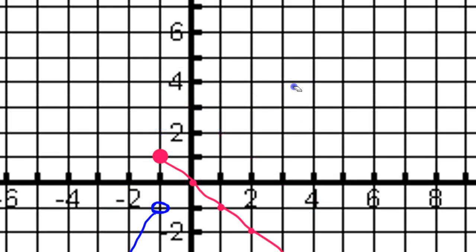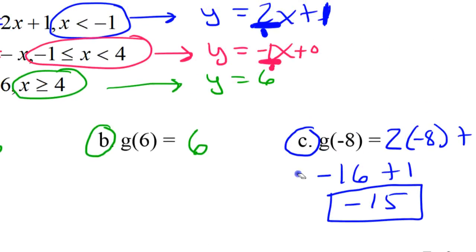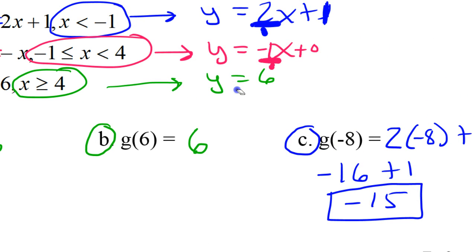I'm going to erase that. So that just leaves the green function. Now, understand the green function, y equals 6. That is a constant. When I just have y equals a number, that is a horizontal line, straight across. A horizontal line at 6. Okay, so let me switch to green. So horizontal line at 6.